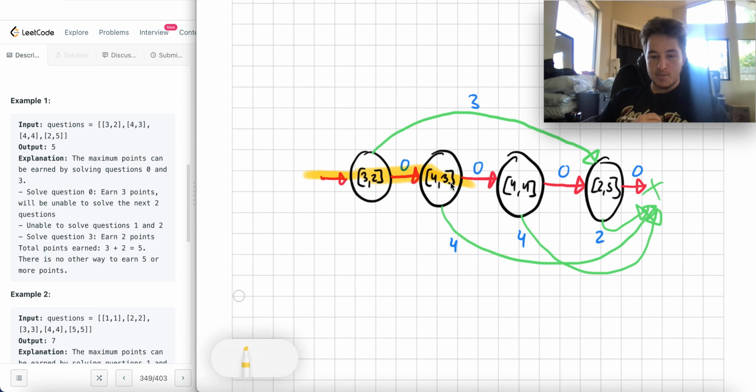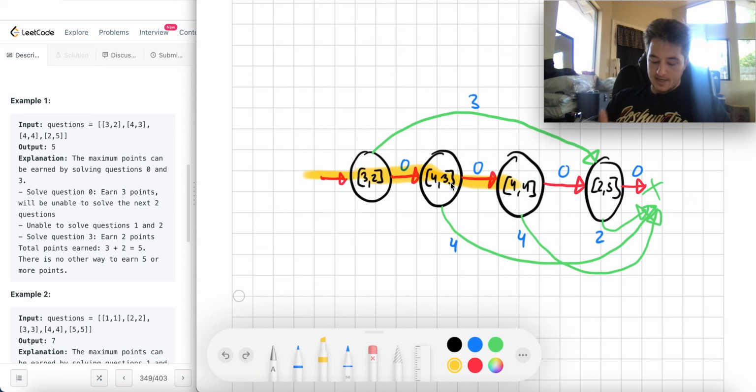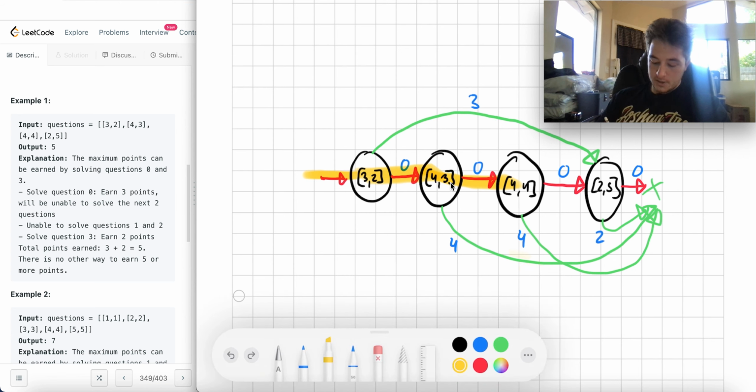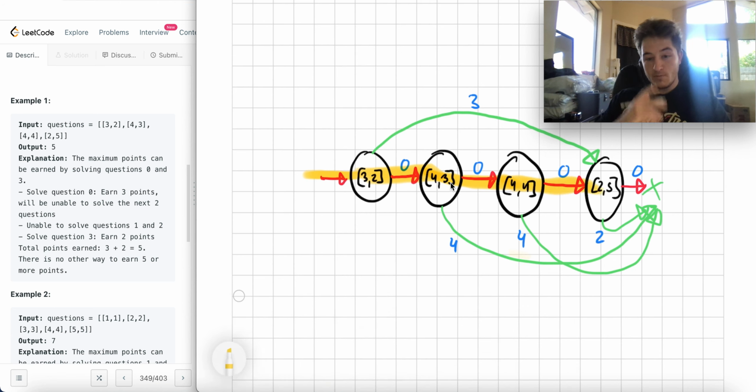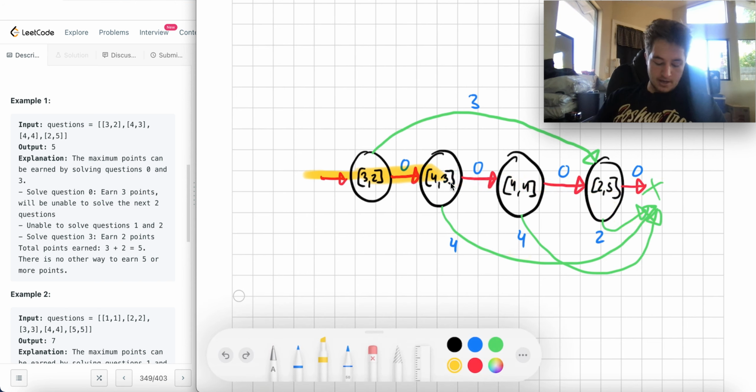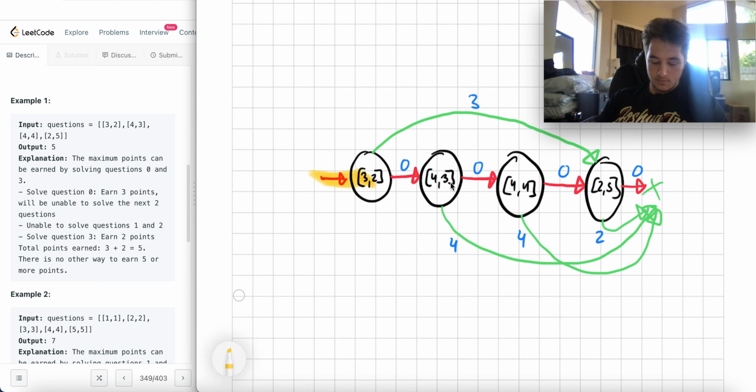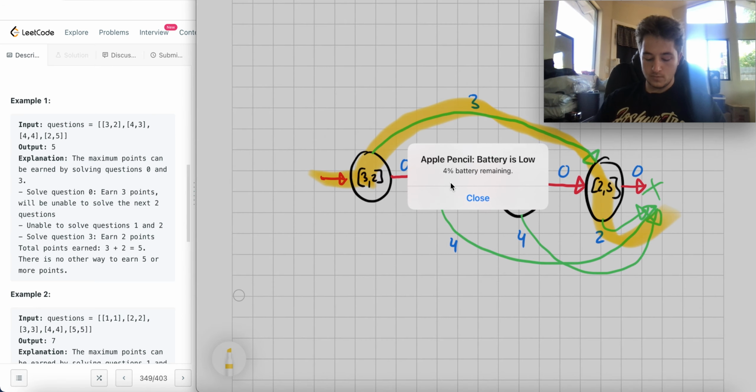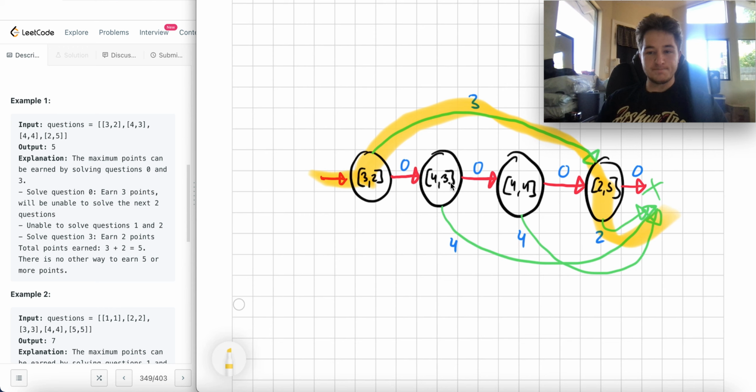If I decide to skip this problem and go to the next one, I get 4 points here. If I decide to skip this problem and go to the next one, I get 2 points. Or if I skip this, I get 0. If I skip all the problems, I get 0 points, which makes sense. But if I take the first question, I get 3 points. And then I take the last question as well, I get 5 points. So the best path is then this yellow one. All other paths that we just walked through are suboptimal.